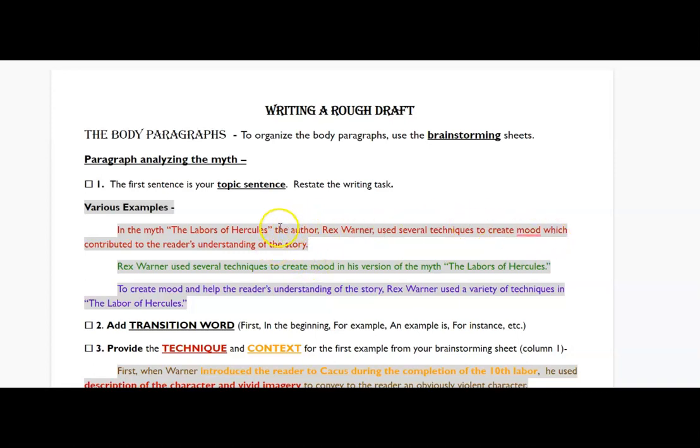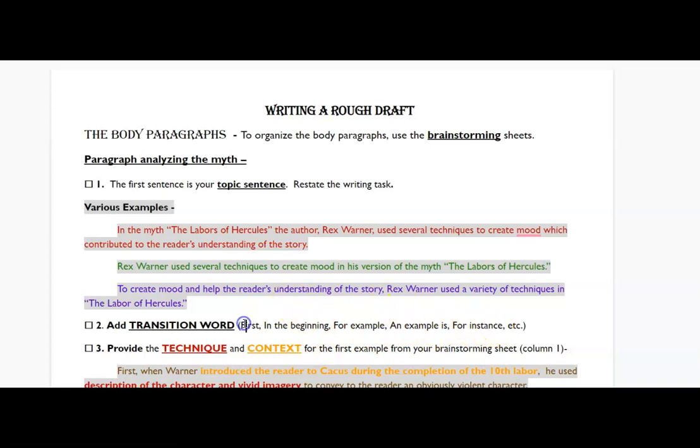You can do these in any order. Rex Warner used several techniques to create mood in his version of the myth, The Labors of Hercules. And then, to create mood and help the readers understand the story, Rex Warner used a variety of techniques in The Labors of Hercules. So following any of these formats for your topic sentence is what you need to do. Then you're going to add your transition word like we always do in a paragraph. Some examples: first, in the beginning, for example, an example is, for instance.